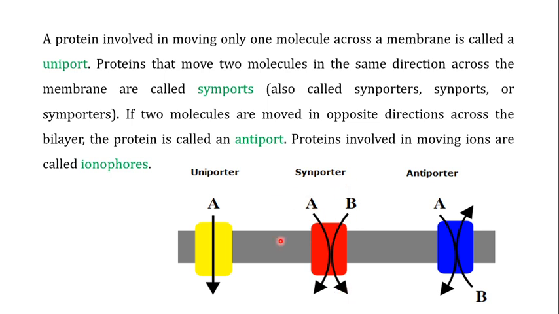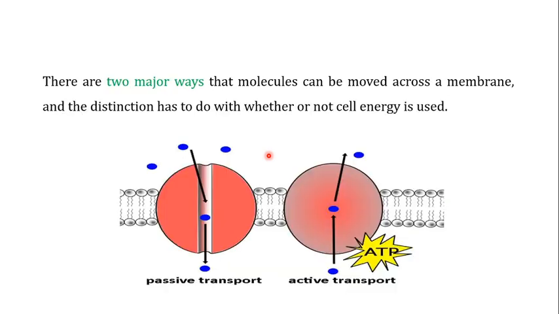If two molecules are moved in the opposite direction across the bilayer, as you can see over here, A is going to move inside the cell, B is going to move out of the cell. That means the two molecules are moving in opposite directions, and this kind of protein is known as an antiport. Now the proteins which are involved in moving ions are usually called ionophores.